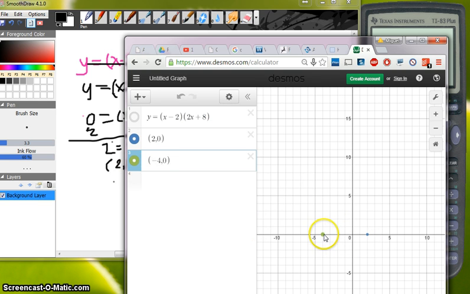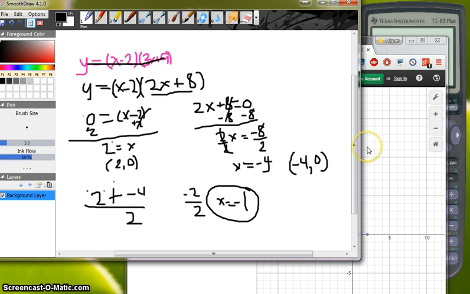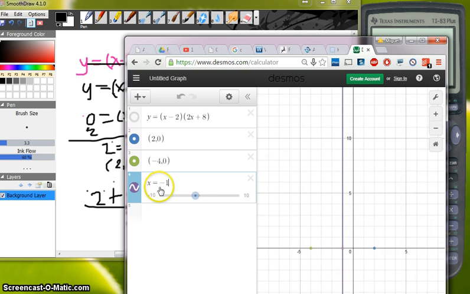The axis of symmetry is right smack in the middle of these two guys. In order to find the middle, you've got to add both numbers together and cut it in half. So you're going to say 2 plus negative 4 divided by 2. So 2 plus negative 4 is negative 2. If I cut that in half, it's negative 1. The axis of symmetry is x equals negative 1. This is your axis of symmetry, and you can see that it makes a vertical line with every single x being negative 1. So it does look pretty accurate.